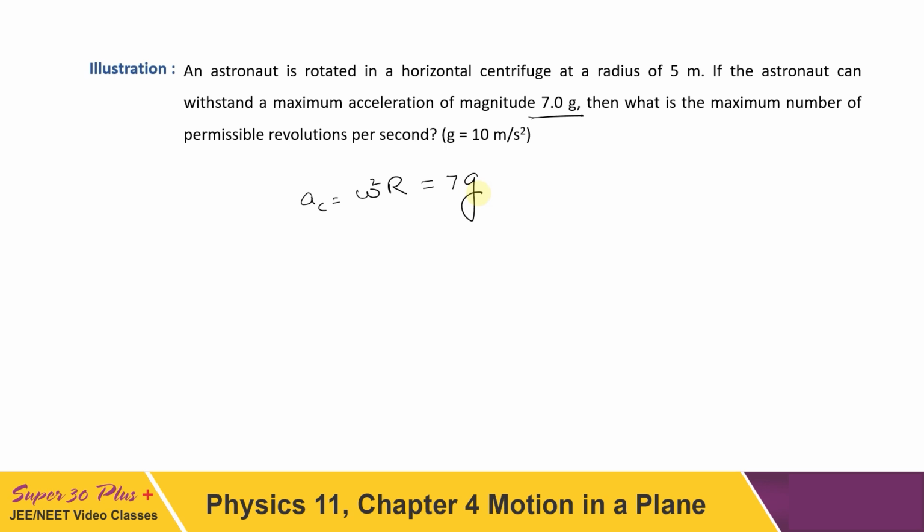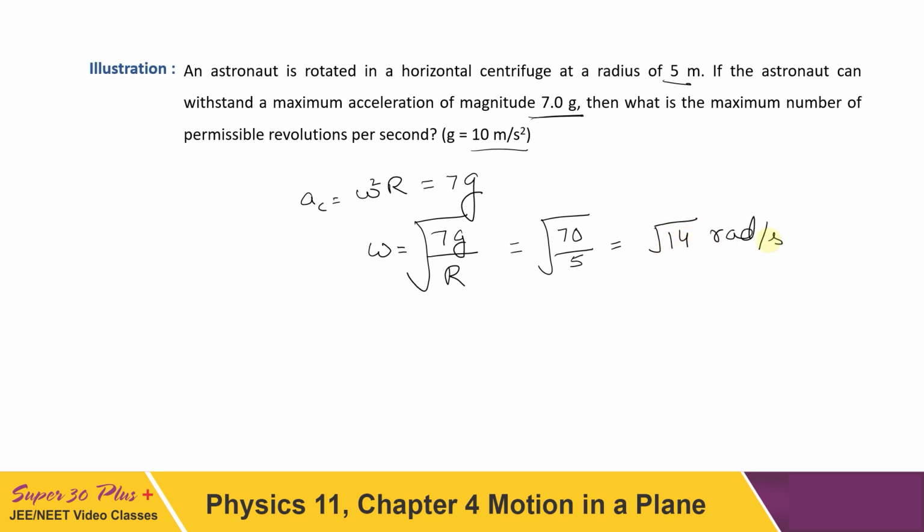It is asking for the maximum number of revolutions per second. So let us first calculate omega, that will be the square root of 7g upon r. If you now substitute the value, g I am taking as 10 meter per second square, which is indicated here, so that is 70 upon 5. Radius is given as 5 meter. This comes out to be root 14 radian per second.